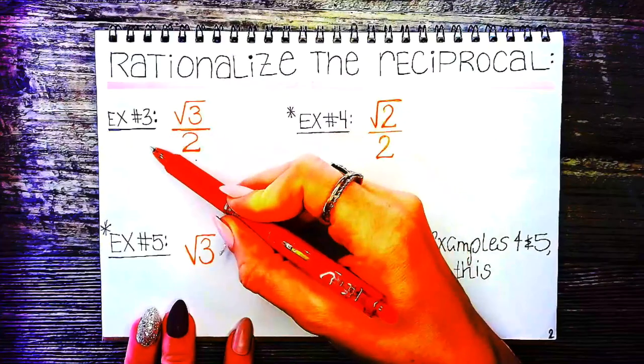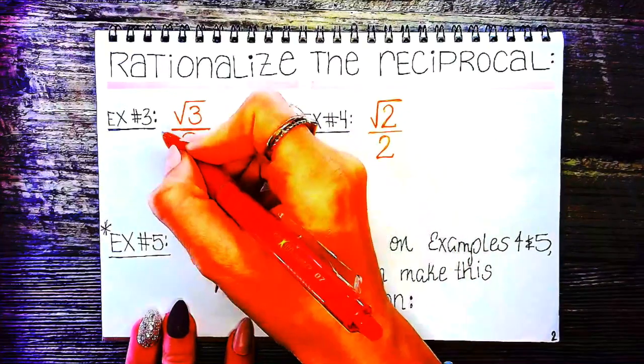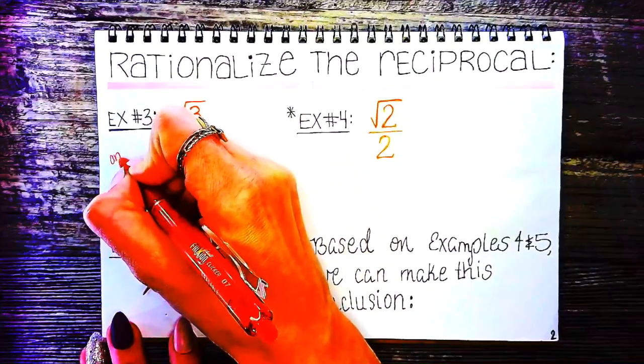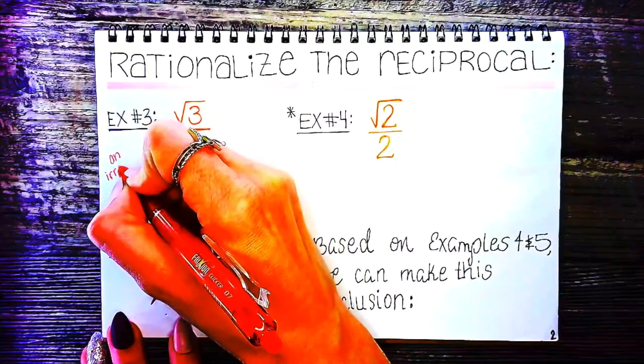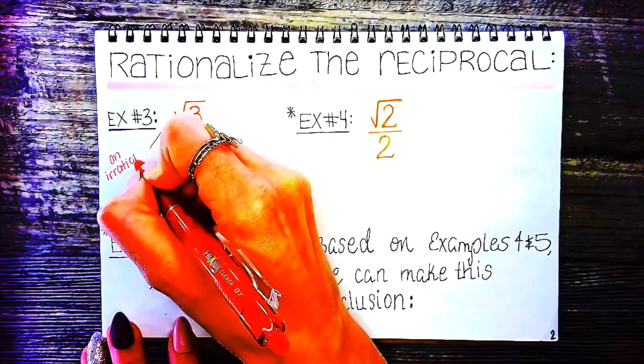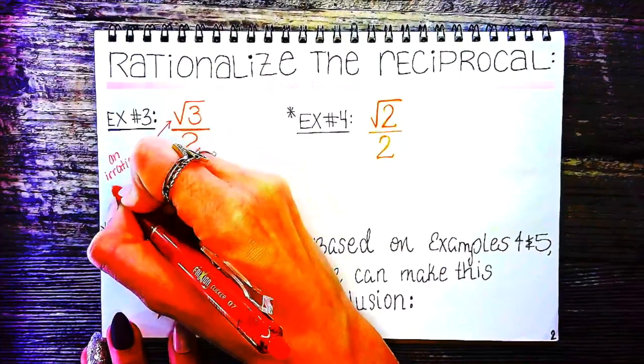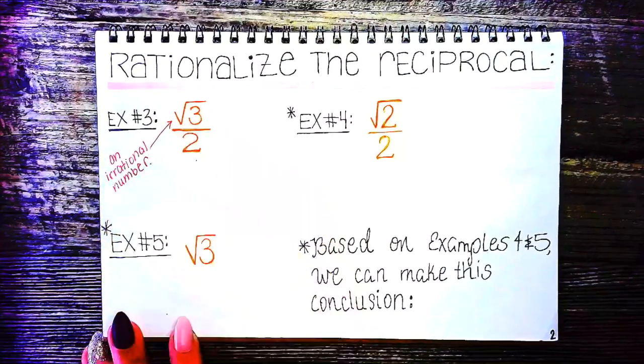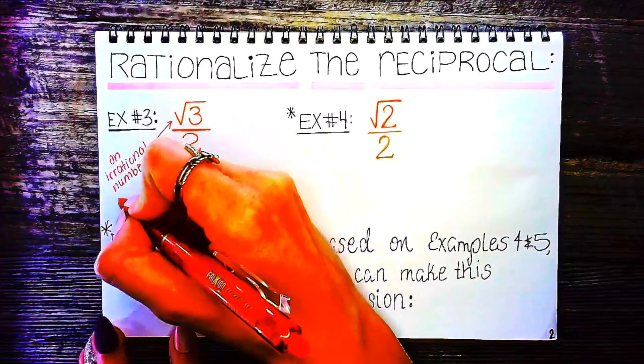Because if you're rationalizing it, you're making it rational. A rational number is any number that can be written as a ratio. Numbers that can be written as a ratio or fraction are numbers that have either a terminating decimal, meaning the decimal ends, or a repeating decimal, meaning it repeats indefinitely.